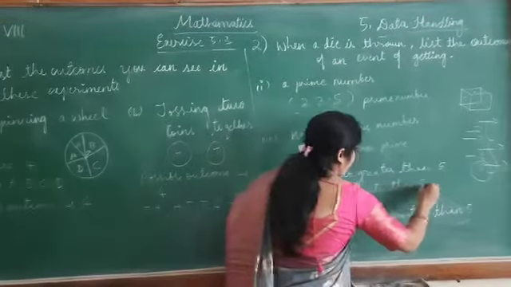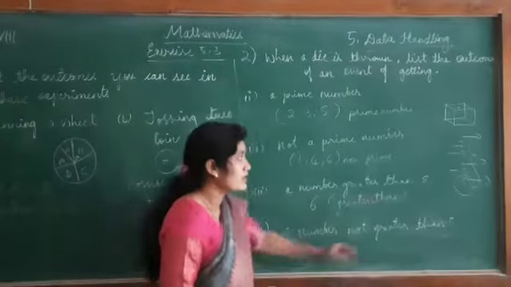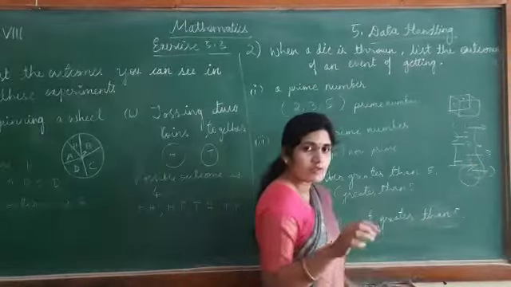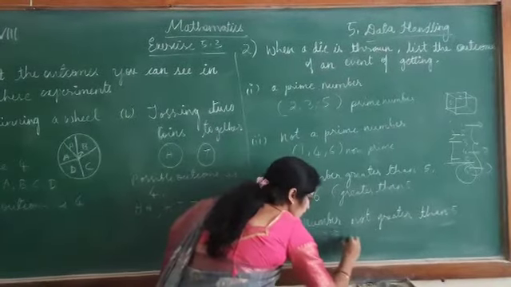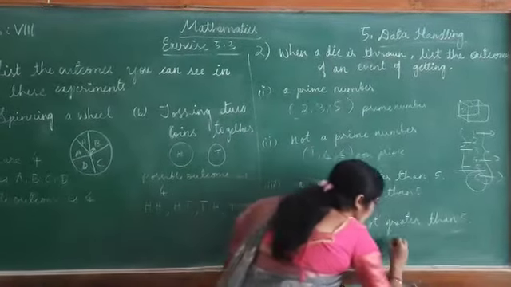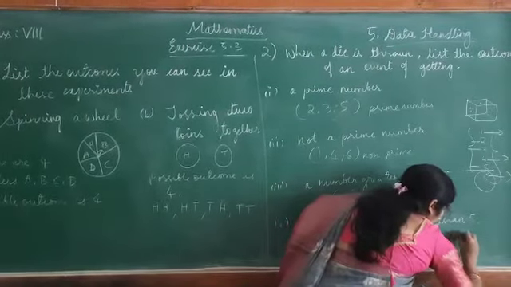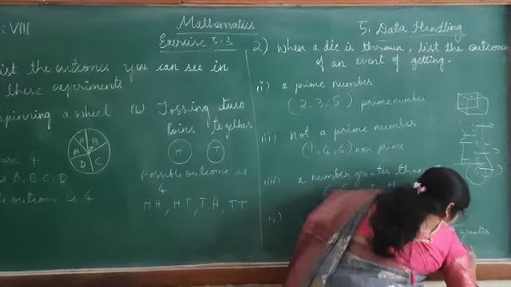Last one, a number not greater than 5. In this list, the numbers which are not greater than 5 are all those less than 6: 1, 2, 3, 4, 5. These are the numbers which are not greater than 5.